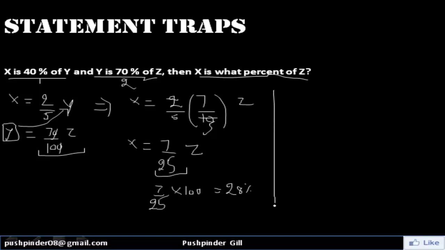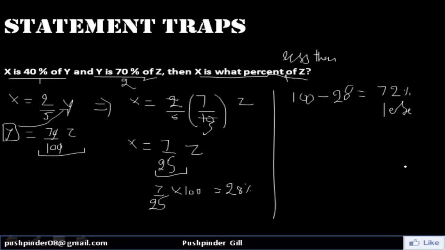However, if the question would have been, tell me x is what percent less than z, then I've already calculated that x is 28% of z. So I can say that x is 100 minus 28, x is 72% less than z. It's 72% less than, or it's equivalent to 28%. They are one and the same thing, right? So this is how you can calculate these kind of questions.